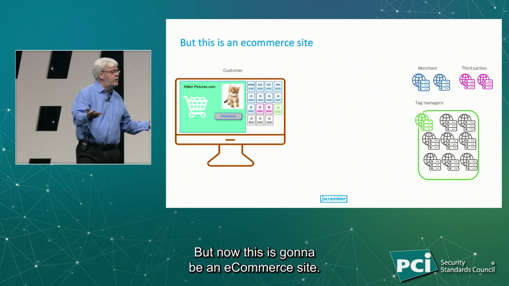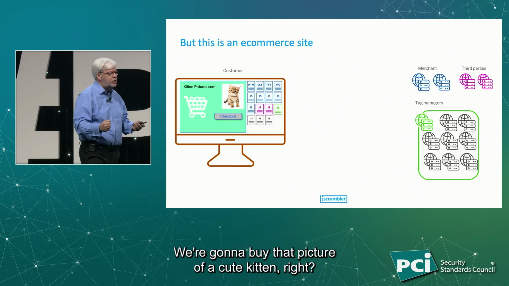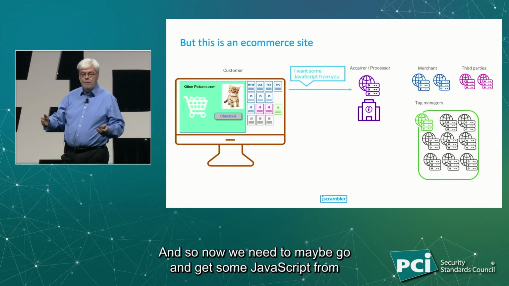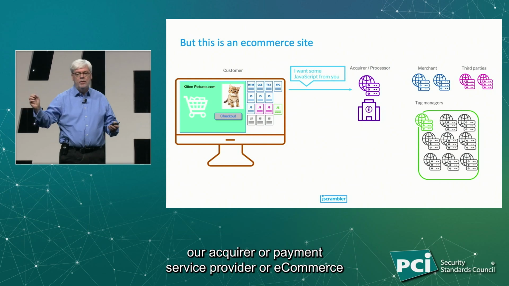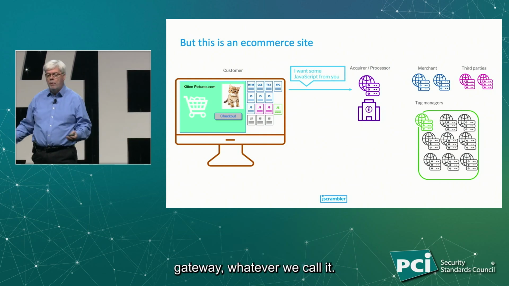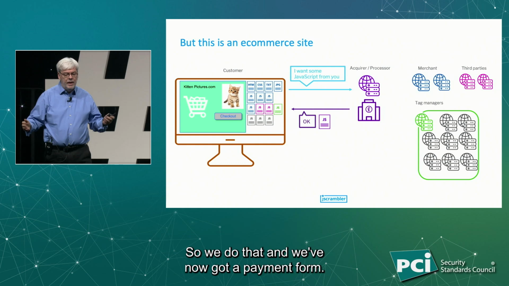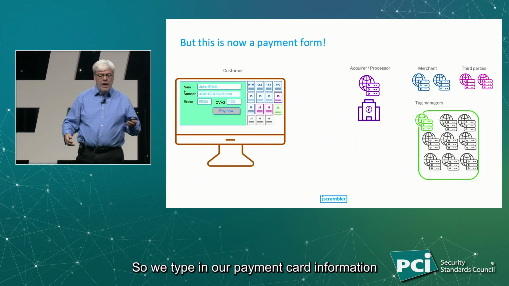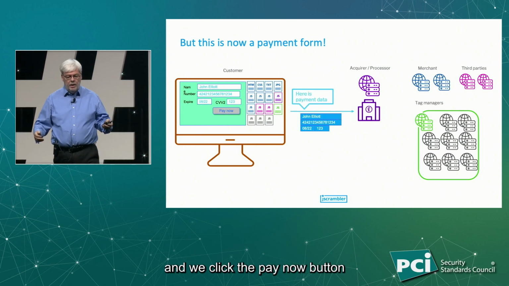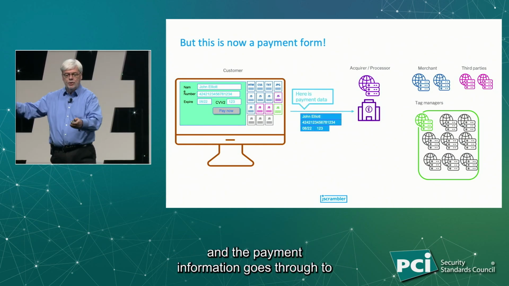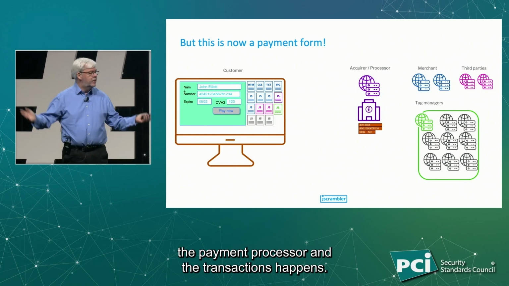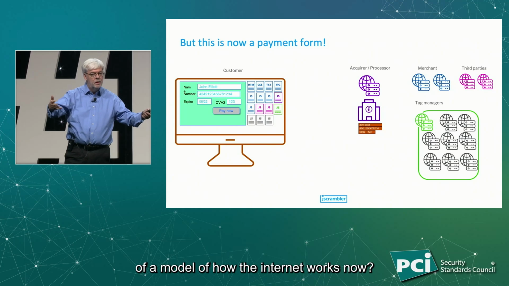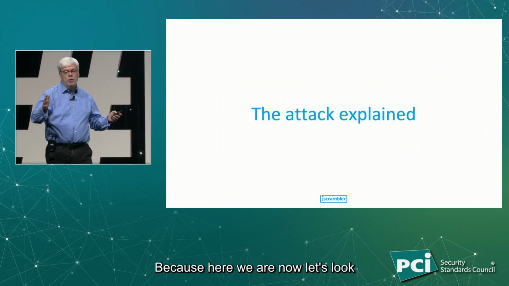But now this is going to be an e-commerce site. We're going to buy that picture of a cute kitten, right? And so now we need to maybe go and get some JavaScript from our acquirer or payment service provider or e-commerce gateway, whatever we call it. So we do that, and we've now got a payment form. We type in our payment card information, and we click the Pay Now button, and the payment information goes through to the payment processor, and the transaction happens. Everyone happy with that as a model of how the internet works now? Because if we are, now let's look at how you attack that.